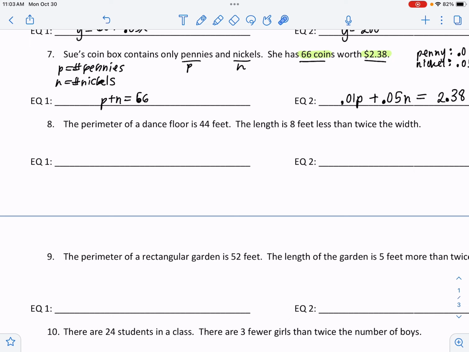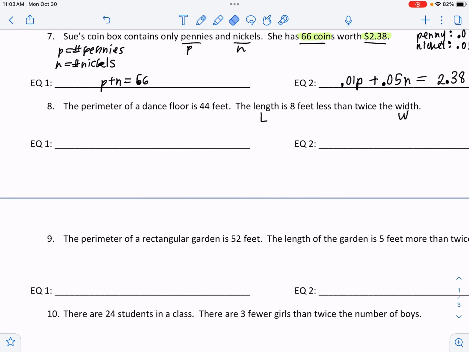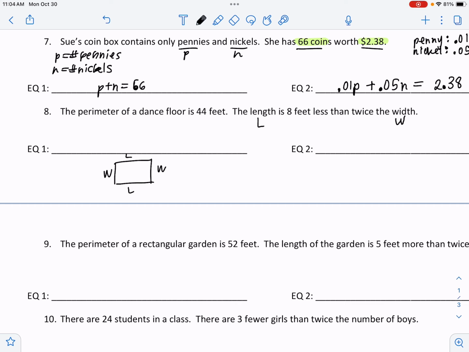The perimeter of a dance floor is 44 feet. The length is 8 feet less than twice the width. Once again, you only get two variables. What a lot of students do is they say, okay, length is L, W is width, perimeter is P. Don't do that, because P would be a third variable. What we need to do is write perimeter in terms of length and width. So I'm going to draw you a rectangle, and I'm going to label this the length and this the width. And if I want the perimeter, I add up all four sides, L plus W plus L plus W.